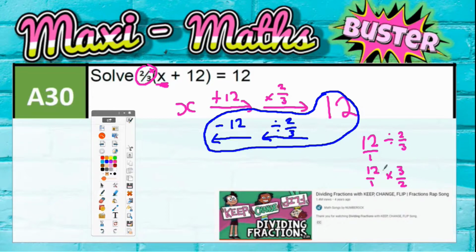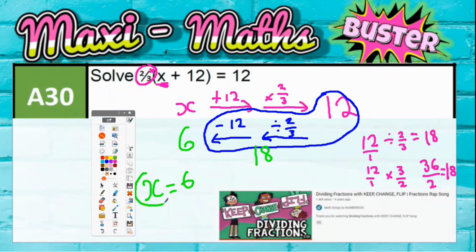So top times top, 12 times 3 is 36. Bottom times bottom, 1 times 2 is 2. So we're left with 36 divided by 2, which is 18. So 12 divided by 2/3 is 18. Now we can go back to our original question. 12 divided by 2/3 is 18, and then 18 minus 12 is 6. So it looks like x equals 6.